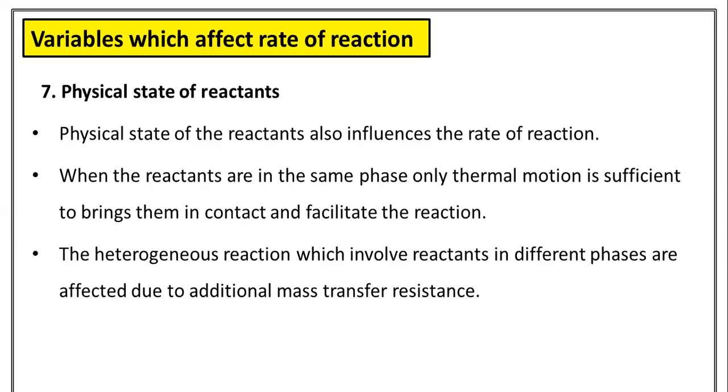The next parameter is the physical state of reactants. Now, the physical state of reactants also influences the rate of reaction. Say, for example, if the reactants are in a gaseous phase, both the reactants are in the same phase, that is gaseous phase, then just because of the thermal motion only, they will interact with each other, and because of that interaction the reaction will start.